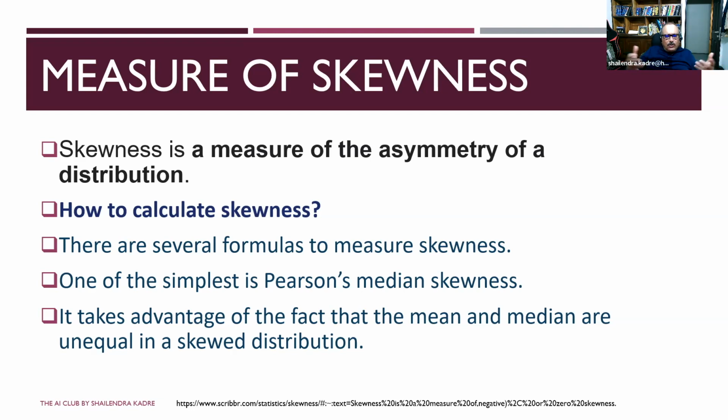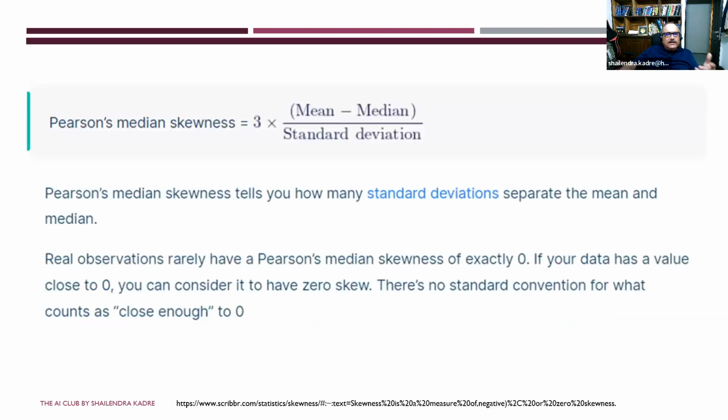So there is one gentleman called Pearson. He has devised a simple means to calculate skewness. It is called Pearson's median skewness. This coefficient is called Pearson's median skewness. It is 3 times the difference between mean minus median. You can calculate mean and median very easily given a set of data. So 3 times mean minus median, divided by the standard deviation.